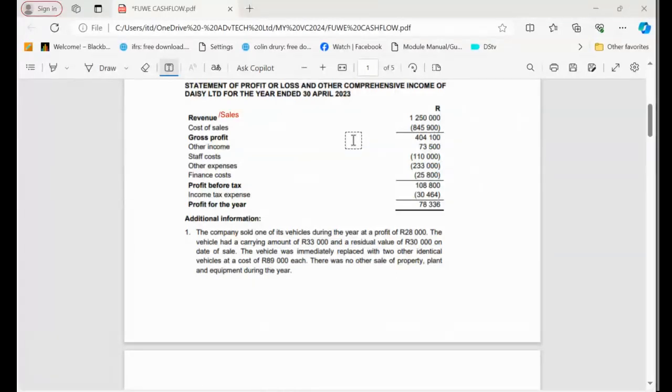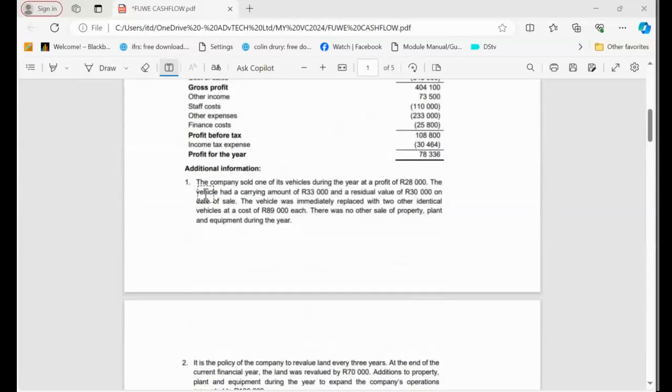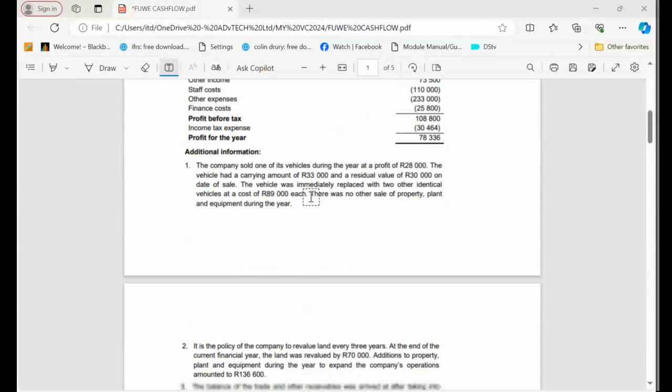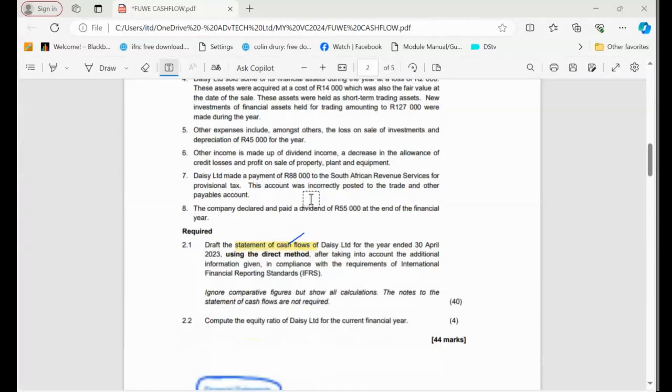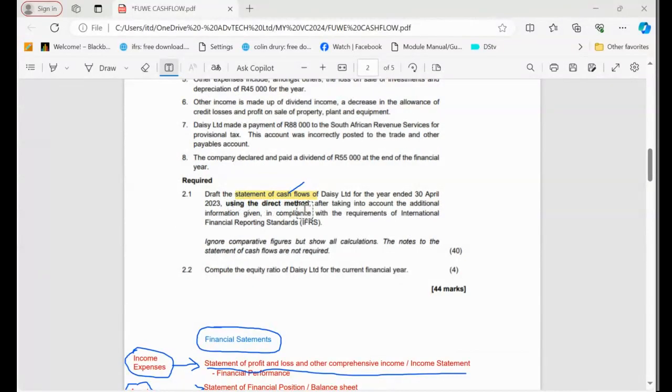Okay, now, this is the additional information. Don't worry, it will make sense by the time we continue. At the moment, I'm going to explain it to you nicely. So our first requirement says: draft the statement of cash flow for DC LTD for the year ended 30 April using the direct method. After taking into consideration the following information, we must comply with IFRS, ignore the comparative figures but show all the calculations. The notes to the statement of cash flow are not required. So don't worry about the notes that much.